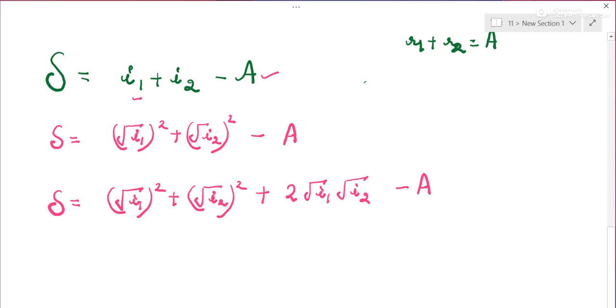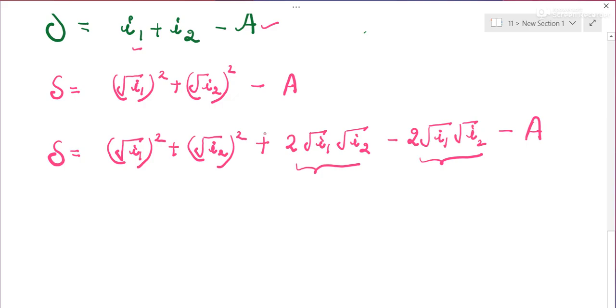We have added twice of root I1 root I2 and we have subtracted twice of root I1 root I2. This term we have added, this term we have subtracted, so no change. So we can do it.